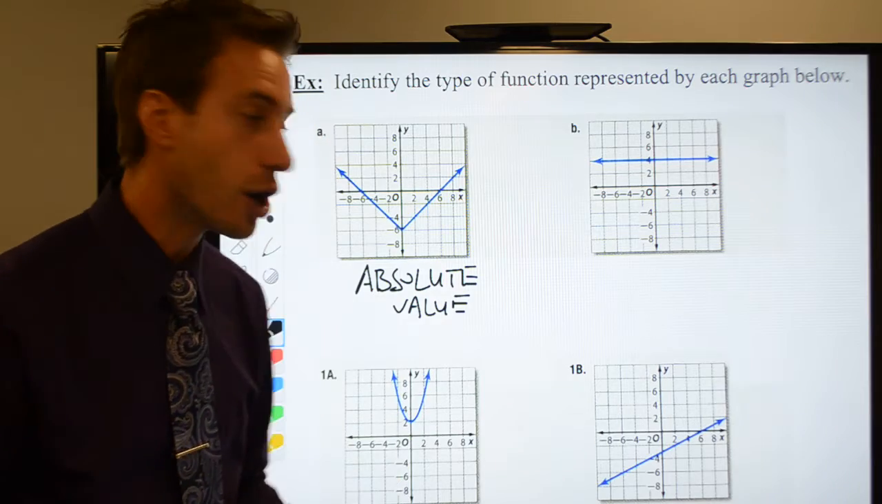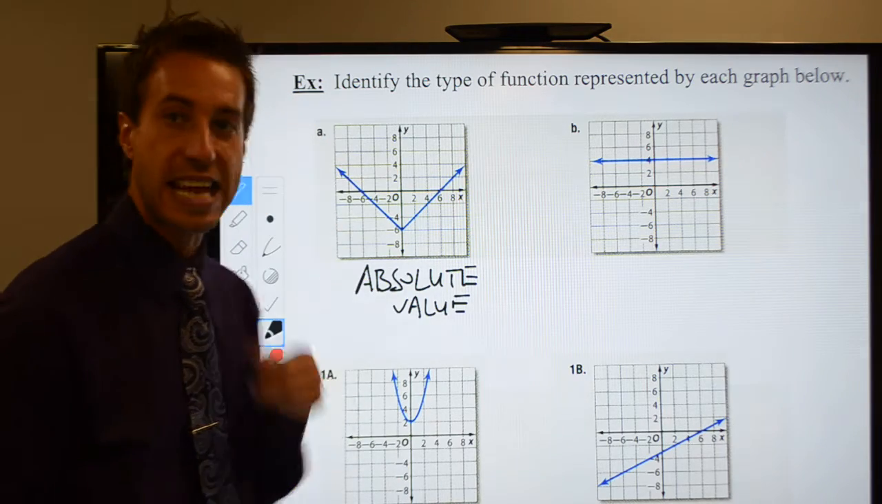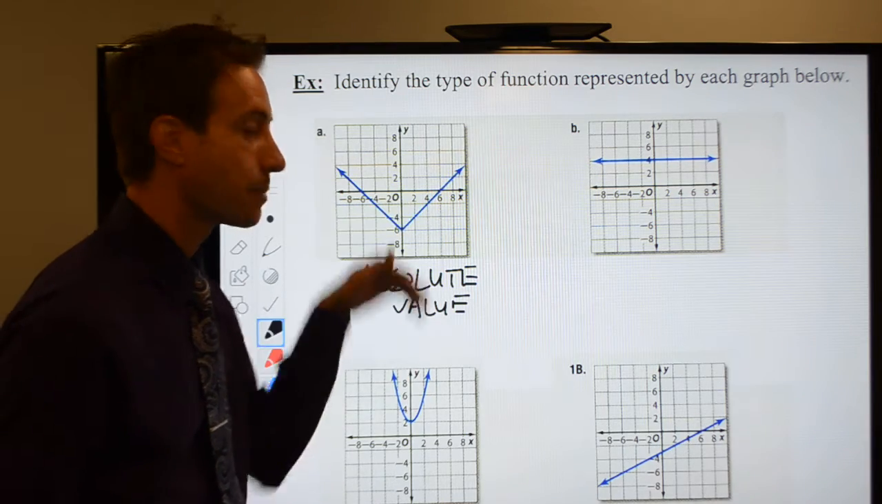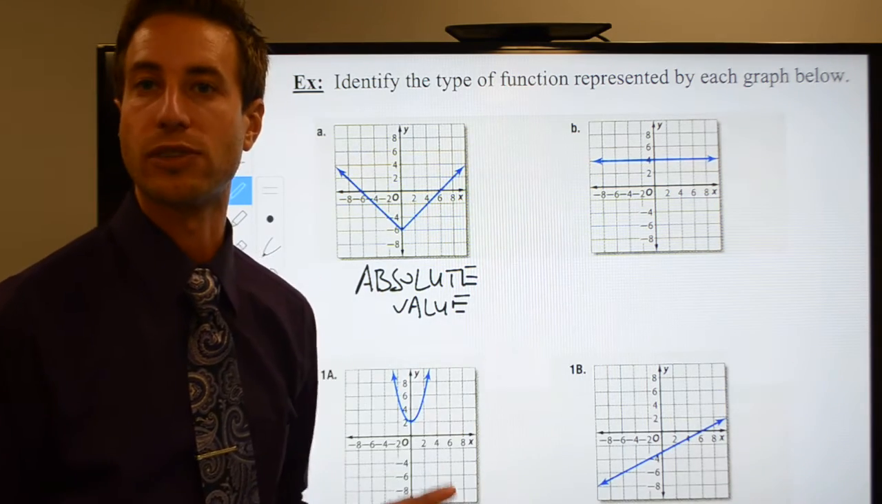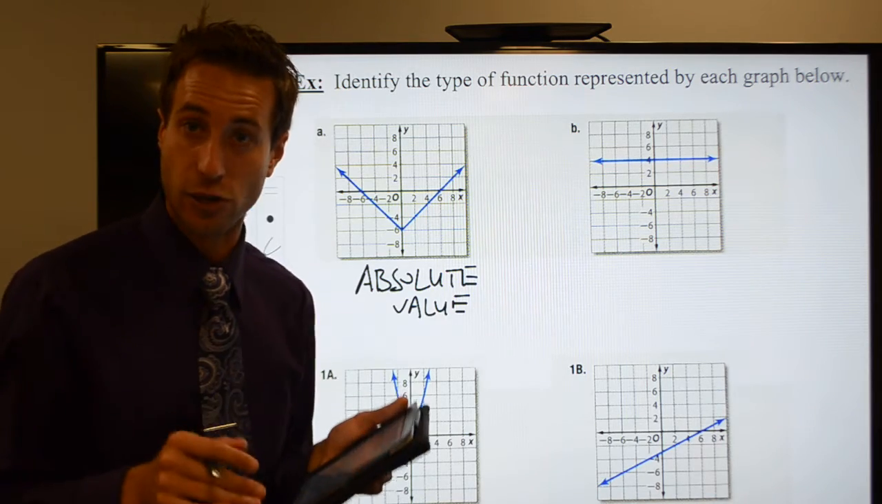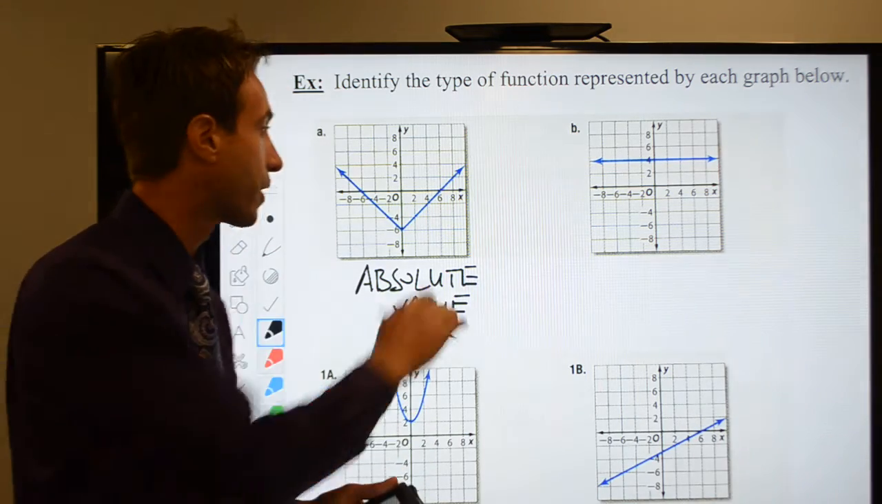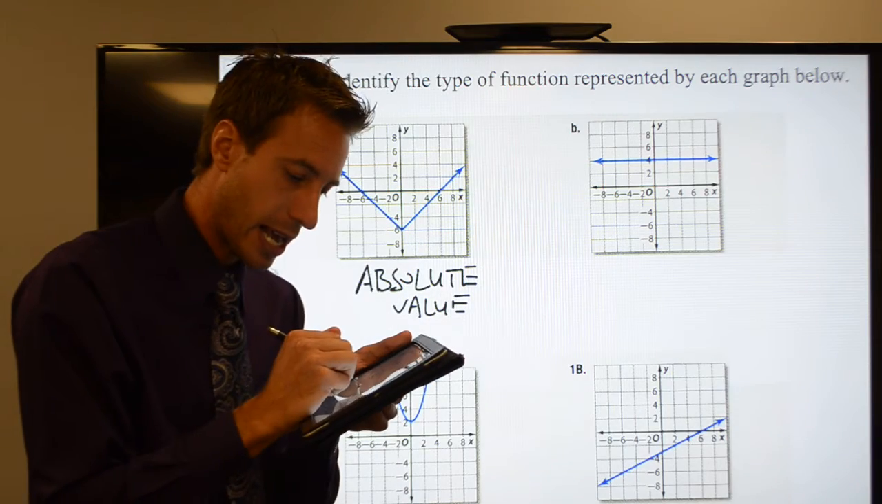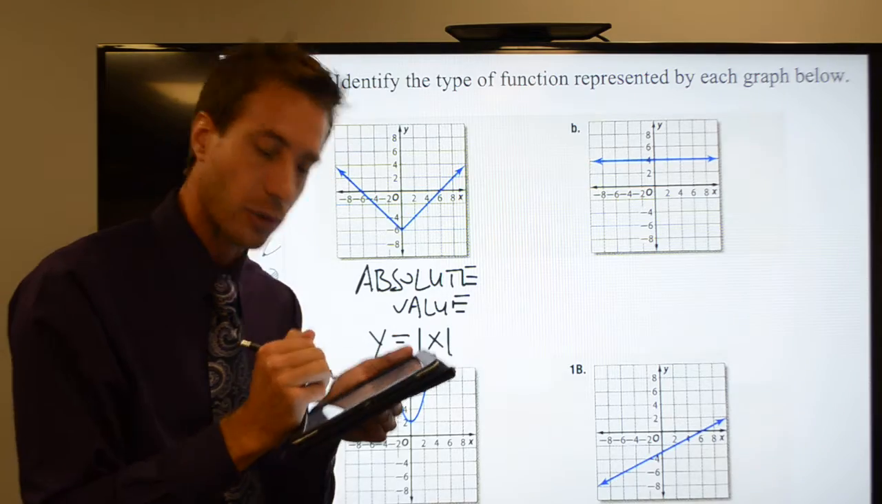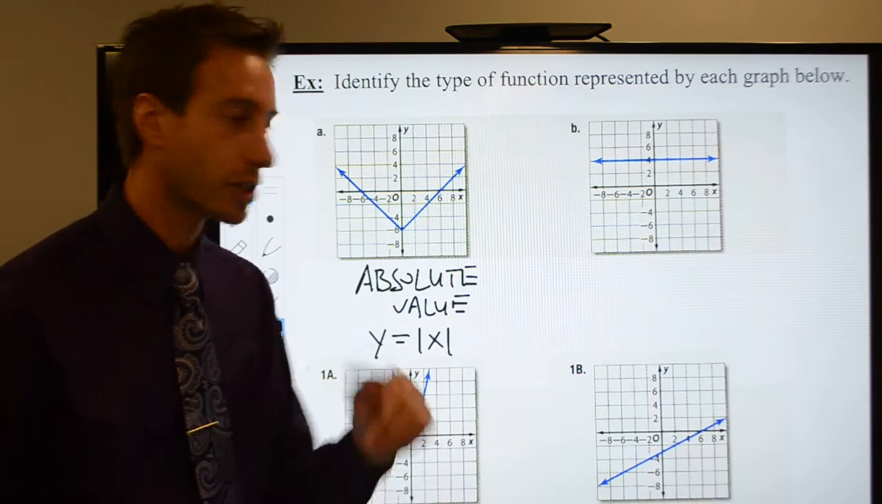Now, what you should notice is that this one has been shifted down. Normally, my V would be right here at the origin. It is not. It has been shifted down. We'll talk about transformations in a second. The parent function, the one that is centered at the origin, would be y equals the absolute value of x. That would be the parent function. Let's try the next one.